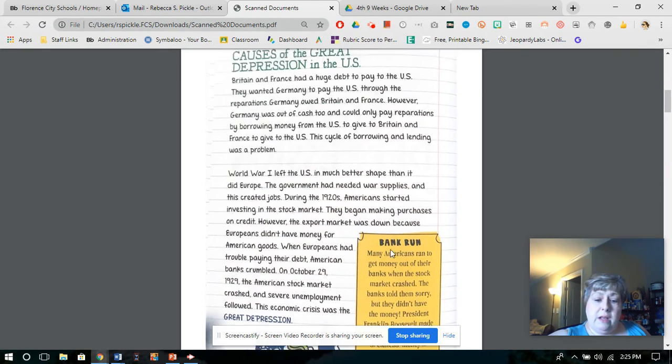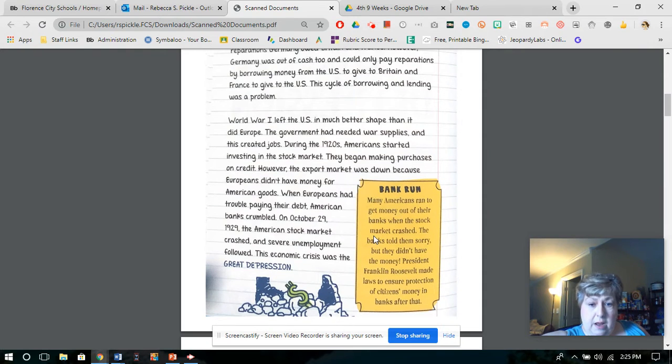All right, so World War I left the U.S. in much better shape. The government had needed war supplies, and this did create jobs. So we were able to come out of it better than a lot of countries because we had the resources, and we also had the ability to create these items that the other countries needed. And so that created jobs.